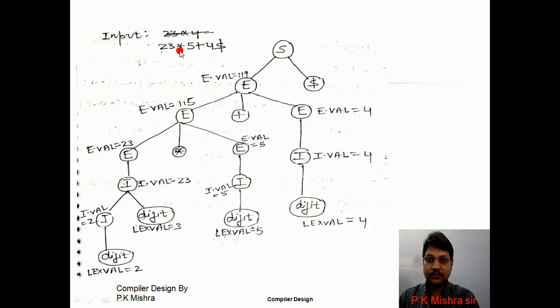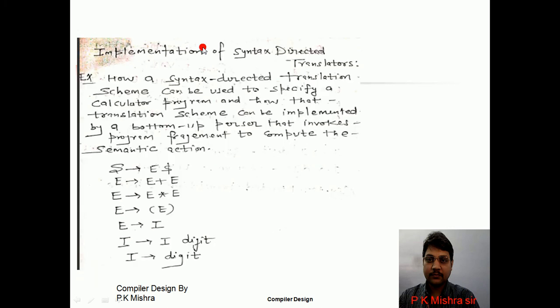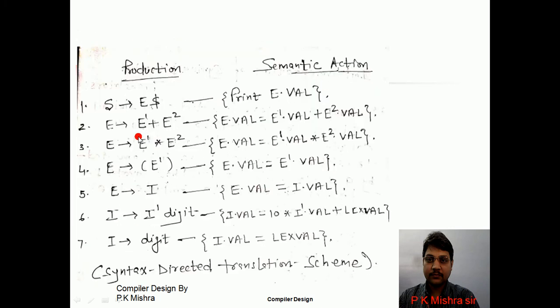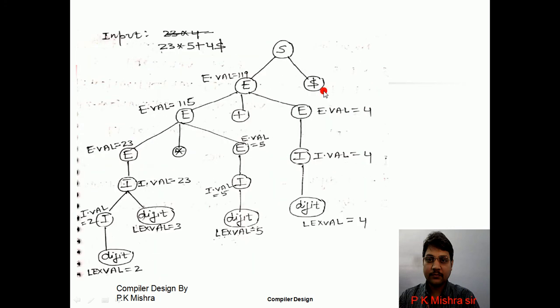This input is given: 23 into 5 plus 4 dollar. They are saying to construct a parse tree for this input using this grammar. See, this is the parse tree. S gives E dollar, because this is given in the production.